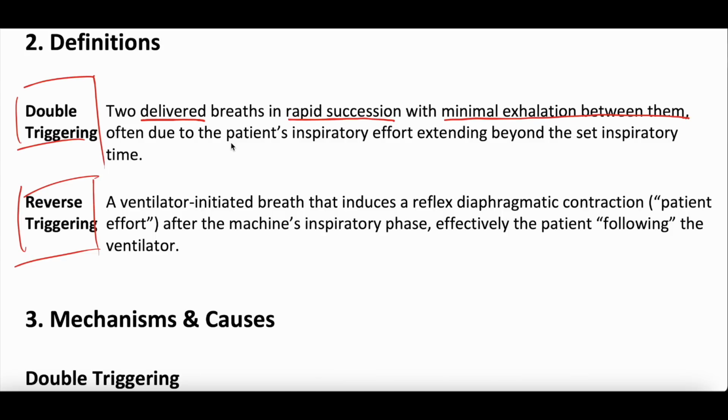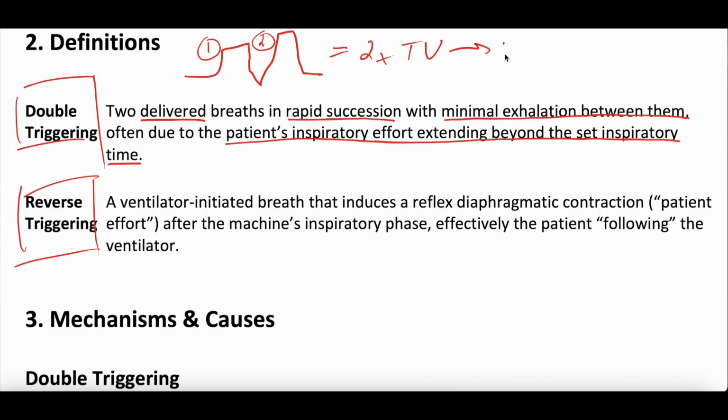And this is most often due to the patient's inspiratory effort extending beyond the set inspiratory time. So they essentially get a breath, right? Here's maybe a pressure scalar. They get a breath, but they're still breathing in even when the ventilator wants them to exhale, and they keep breathing in. They mobilize negative pressure, which then prompts the ventilator to give them a second breath without any time to exhale. So they get one breath, two breaths. They get twice the tidal volume, and that leads to ventilator-induced or associated lung injury, right?